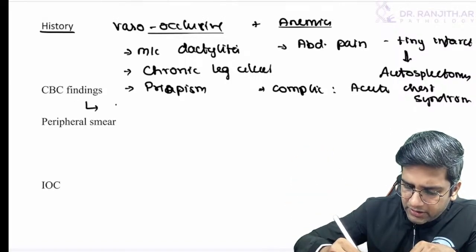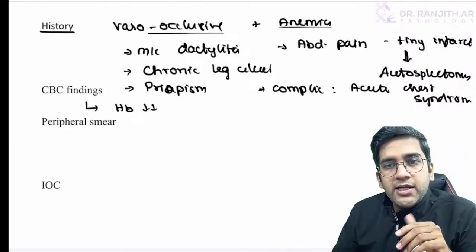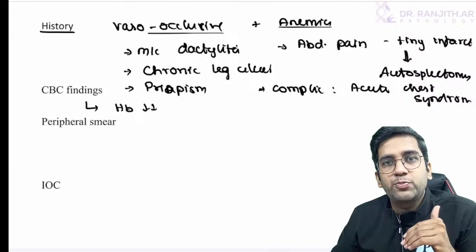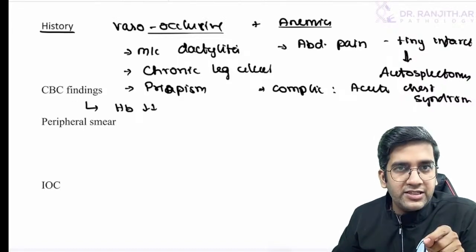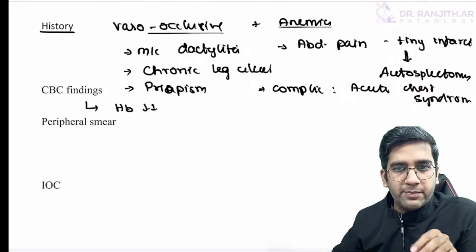CBC findings, I don't have much of a classical finding except for the reduction in the hemoglobin, that's all. Priapism is a painful erection of the penis, because penile erection is a vascular phenomenon. These sickled RBCs will block the veins, so there'll be less venous drainage, there'll be an engorgement of penile structure, right? That's called priapism, fine?